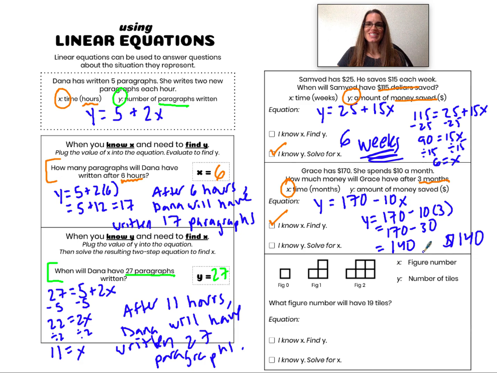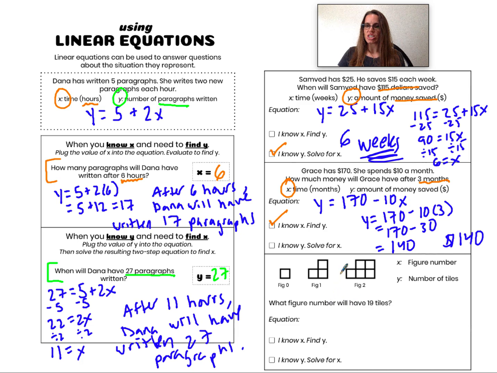Last example, these are my favorite. I'm given a tile pattern. So my X is my figure number, so X is 0 here, it's 1 here, it's 2 here. And Y is my number of tiles. So I'm asked, what figure number will have 19 tiles?